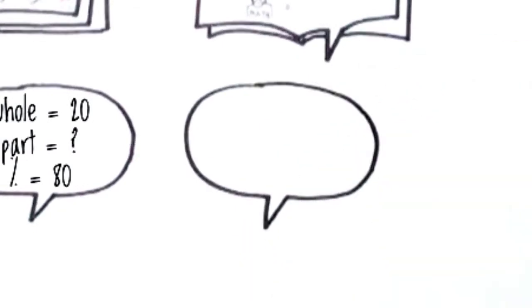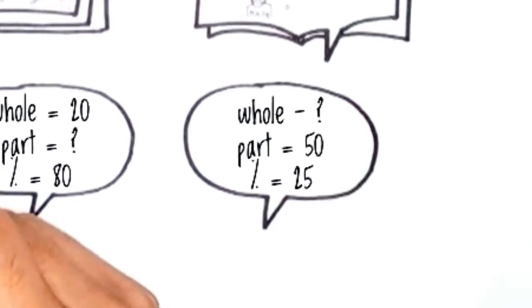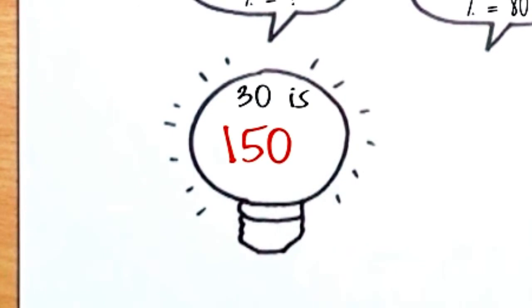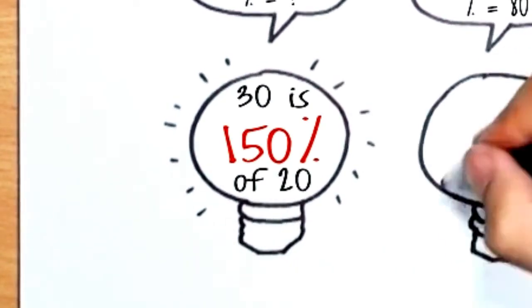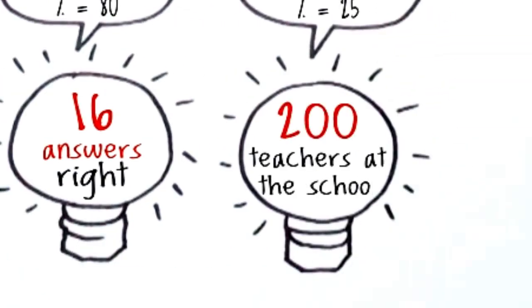In the last problem, we also see a percentage sign. 25% is our percentage. The 50 teachers are only math teachers, so they are not the whole. So we can fill that in as the part. And the whole is what we want to know. Now we solve all three of those equations and get our answers. 30 is 150% of 20. You got 16 answers right, and there's 200 teachers at the school.